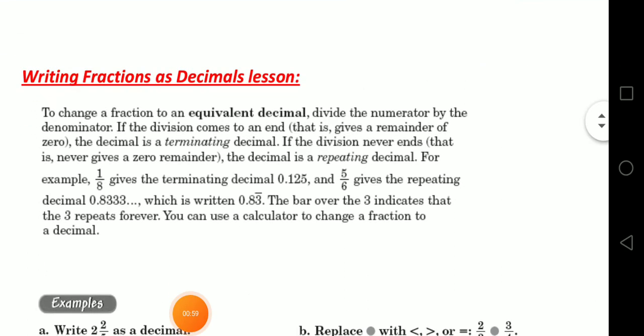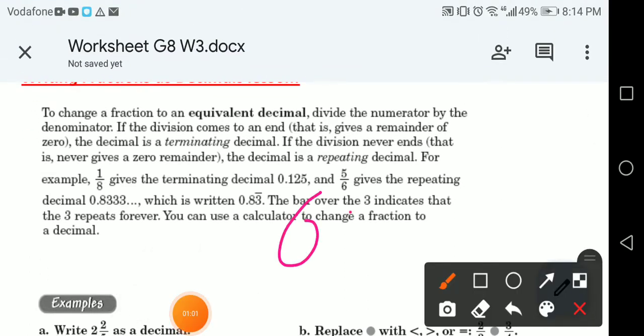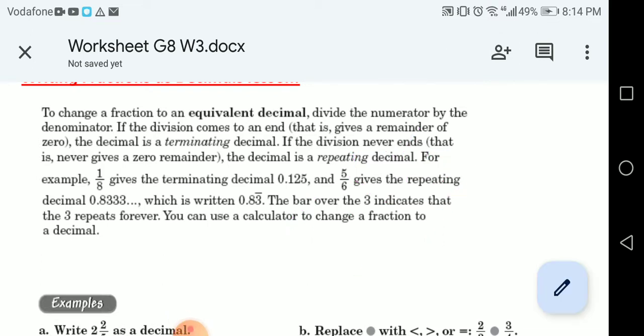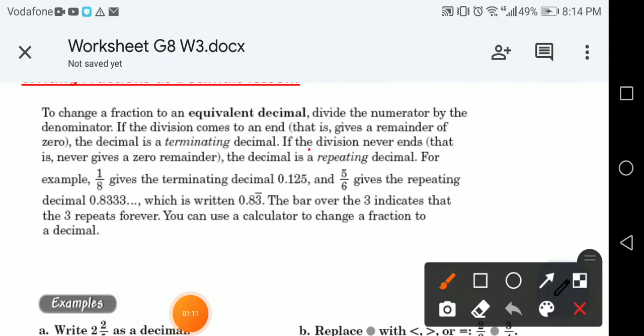When you got 0.125, this means what, guys? This means that it is terminating. Terminating means what? No repeated decimal. But what if I did this one?